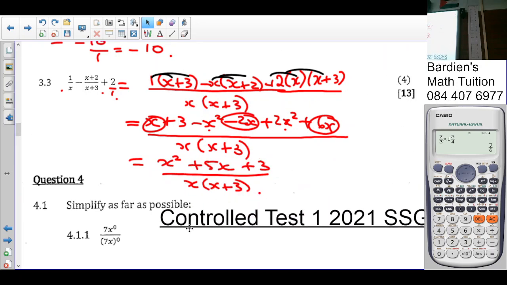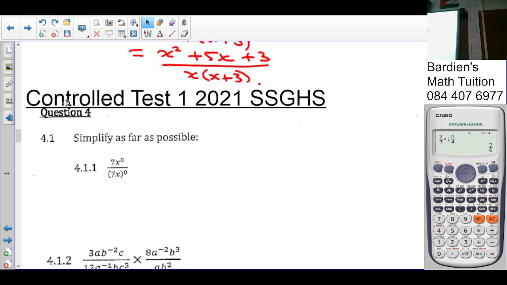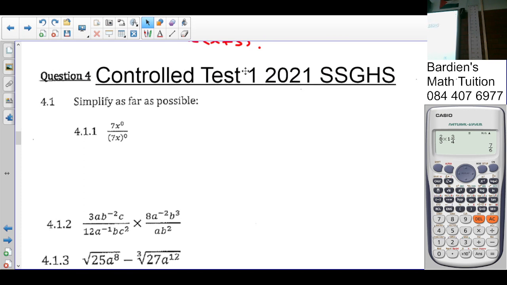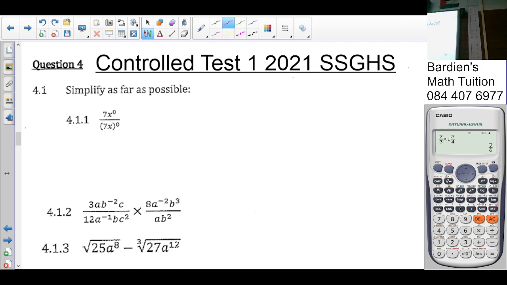Okay. Question 4. The question says simplify as far as possible. Anything to the power 0 is? 1. So it's 7 over 1. You see that the 0 is only on the x, so only the x becomes 1. In the denominator, the 0 is on the whole.